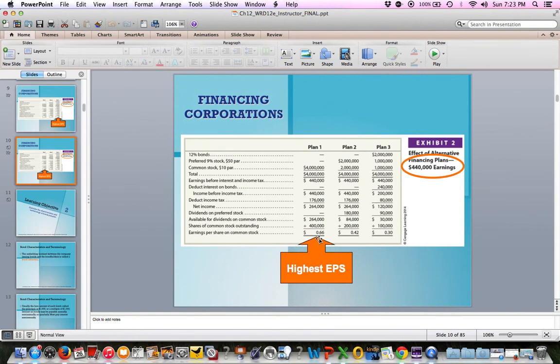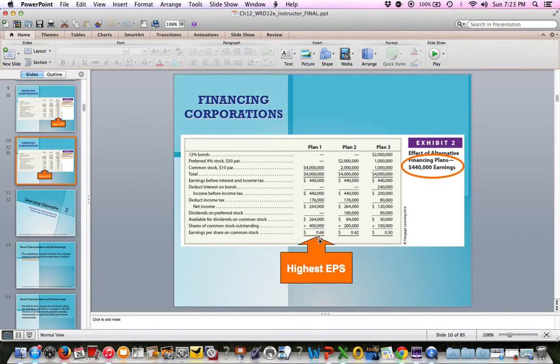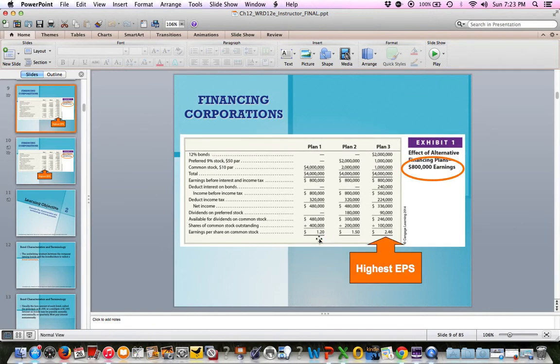That previous screen was earnings of $800,000, and this screen just says what if earnings were $440,000. Then it's a little bit different answer, by the way. And you can just walk through the calculation. I'll go back to the previous example.